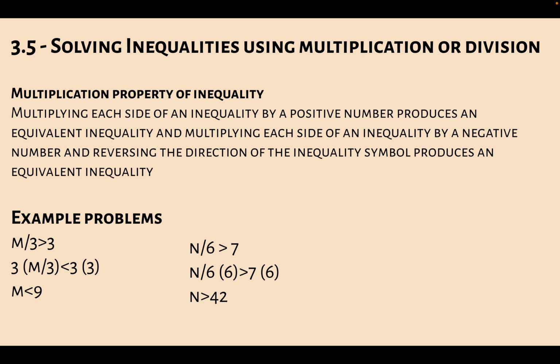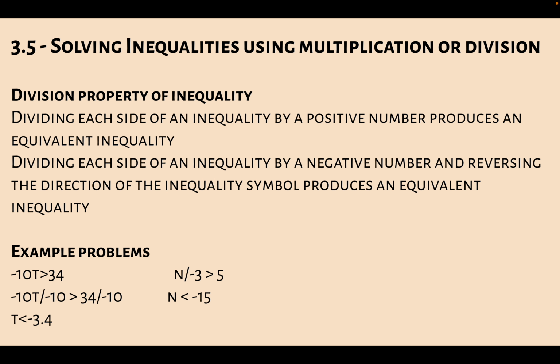Next, we have example problems. So m over 3 is greater than 3. Multiplying 3 to both sides, we can get m is less than 9. Or sorry, m is greater than 9. We made a mistake here. And moving on to the next problem, n divided by 6 is greater than 7. Multiplying by 6 on both sides brings a final answer of n is greater than 42.